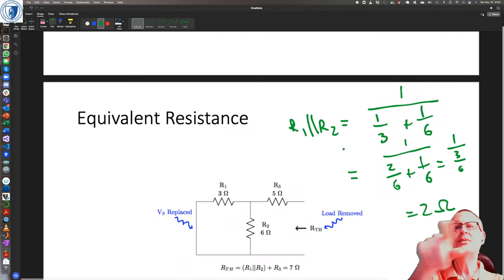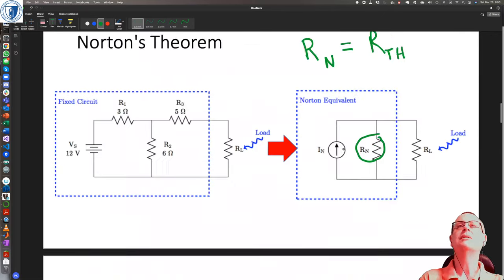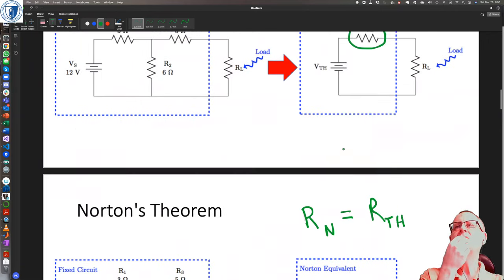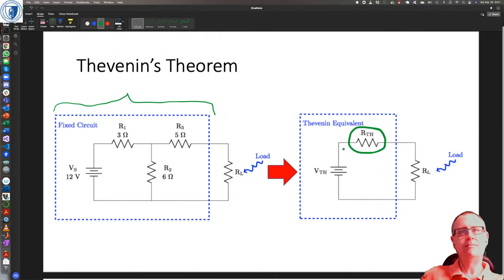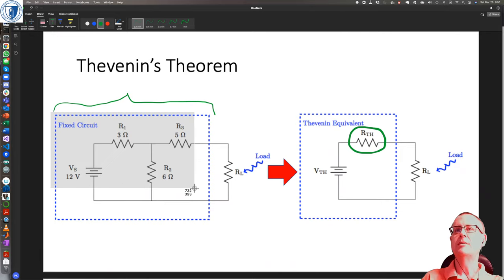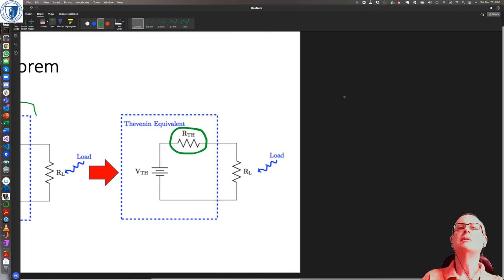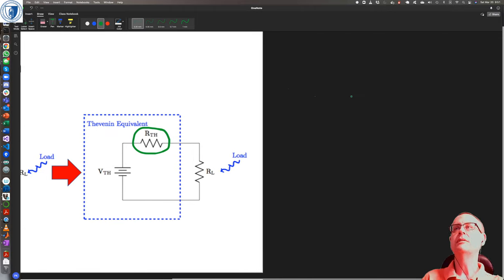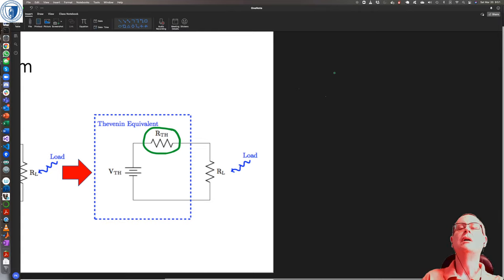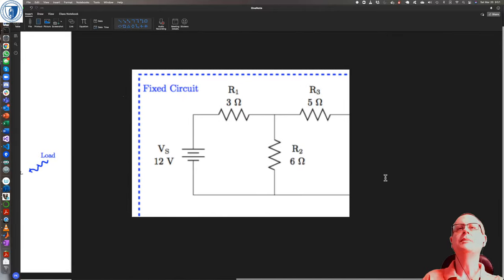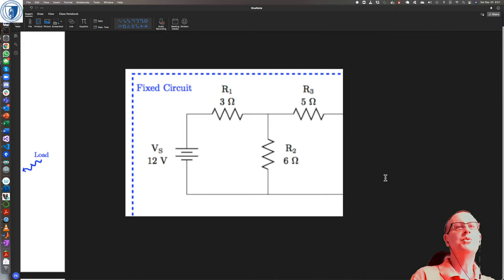Right, so let's just go back to see if we can find that circuit. Right, so it's just this circuit here. We have a 12 volt circuit, and let me do this. I'm just going to take that part of it out. For some reason, it's not letting me go all the way across. There we go. Right, so there's our circuit with the load removed.